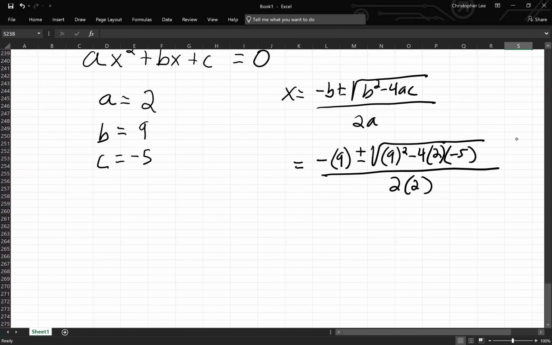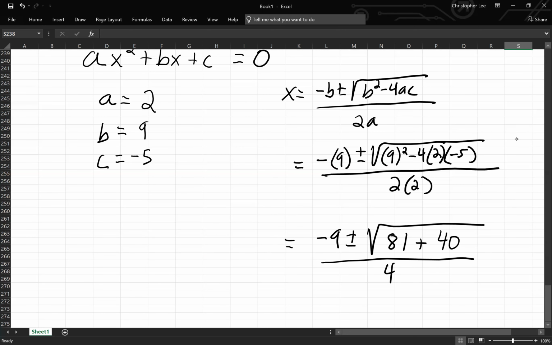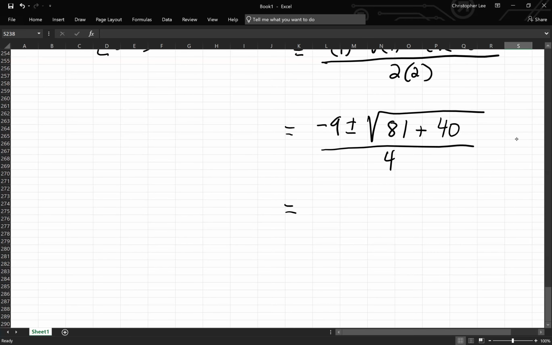After this is just a little bit of math, and you're good to go. This is going to become negative 9 plus or minus the square root of 81 plus, and we're going to have 4 times 2 is 8, 8 times 5, 25, 30, 35, 40. Call that 40, all divided by 4. Then we're going to have negative 9 plus or minus the square root of 121 over 4.